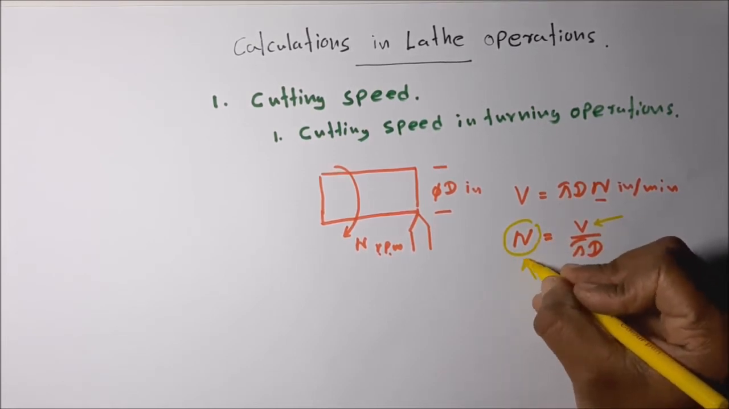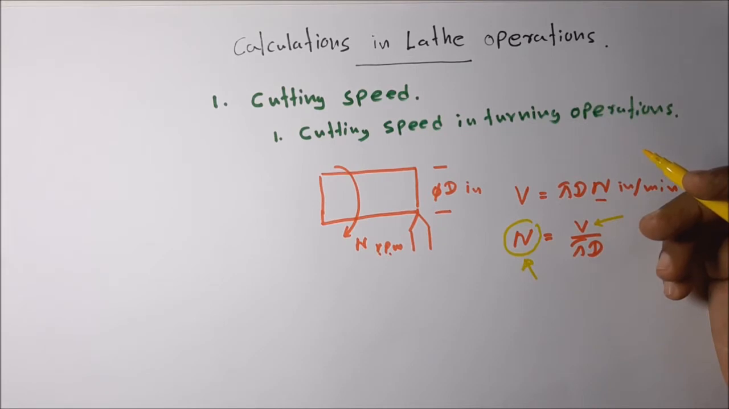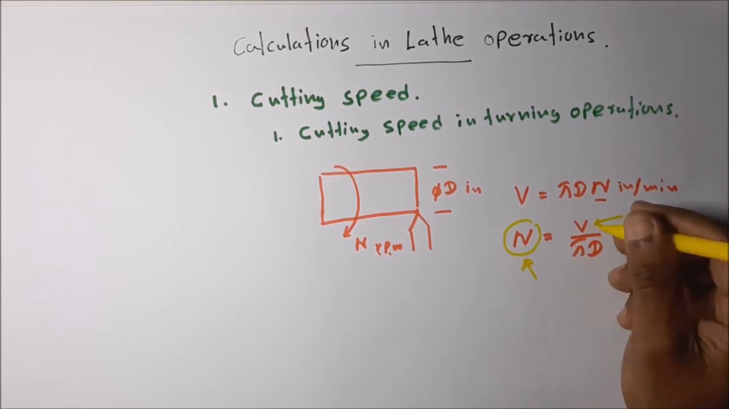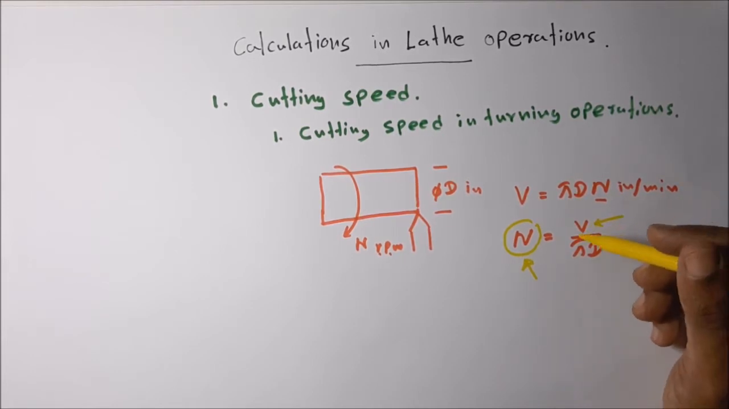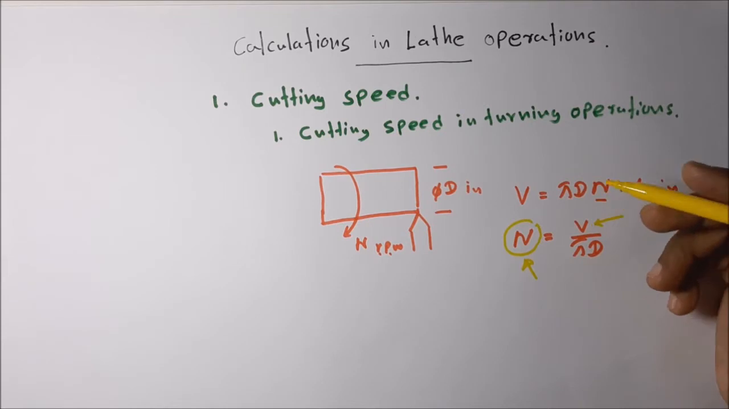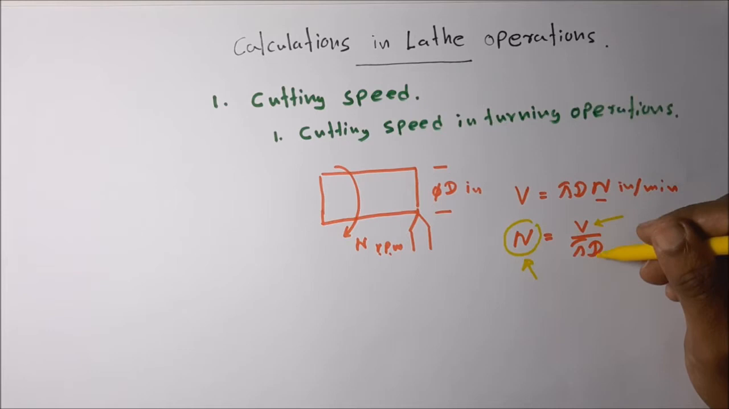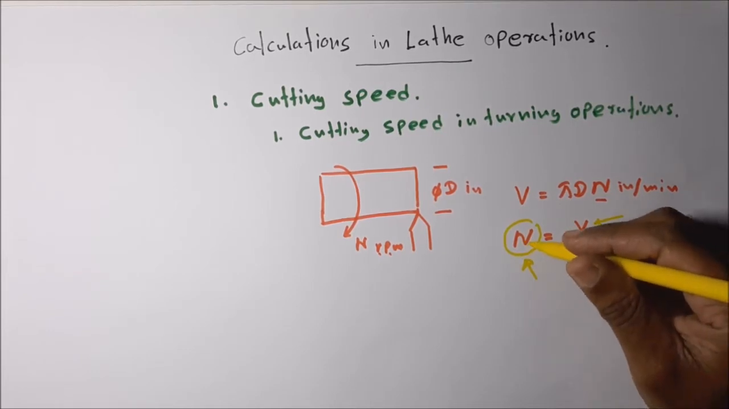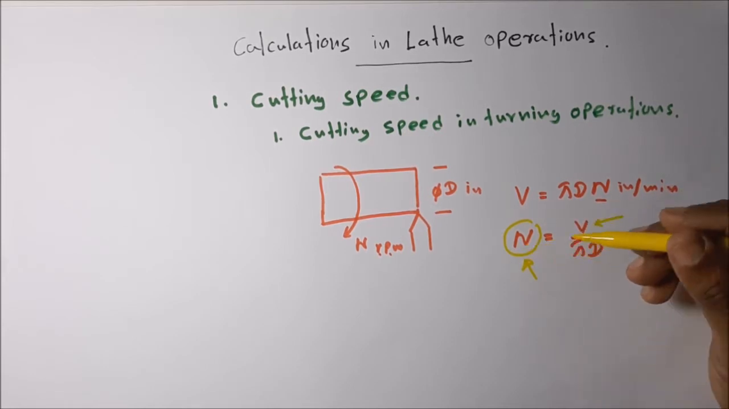This N value we have to set on the machine tool. First we have to do this calculation, then select the N value, then set this N value on the lathe machine to get the required speed for a certain cutting operation. Depending on the type of cut, the workpiece material, and the cutting tool material, we can decide V from the available published chart. If you know V and the dimensions of the workpiece, then we can calculate the N value.